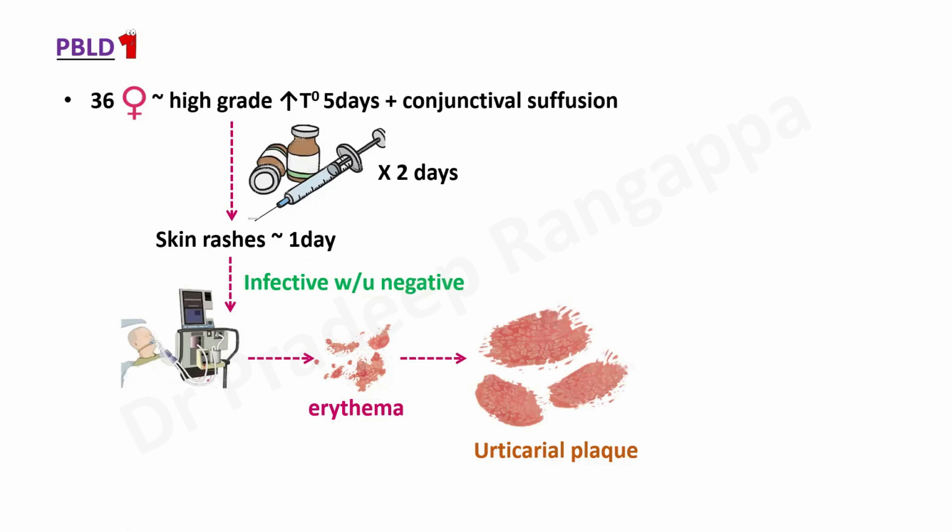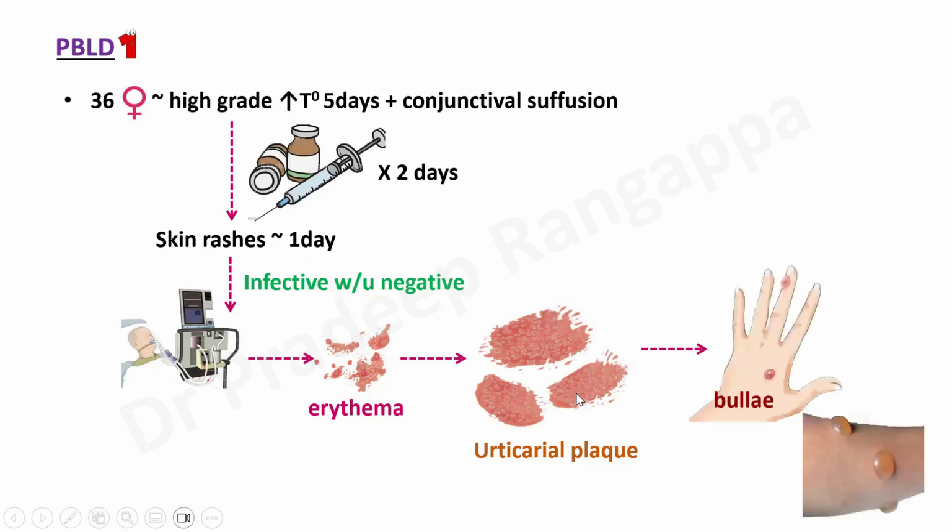I just put in a schematic representation. She had erythema to start with, which progressed to urticarial plaques. Then she started developing bullae. So this is the typical bullae. I'm sure many of you would have seen people in ICU developing bullae like this. And after this, it becomes very risky.